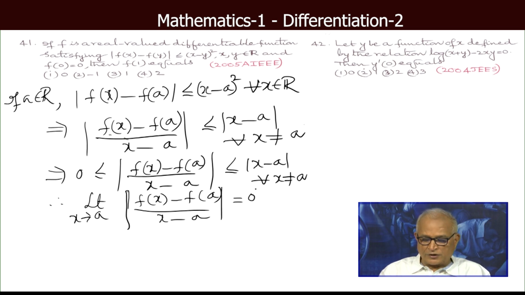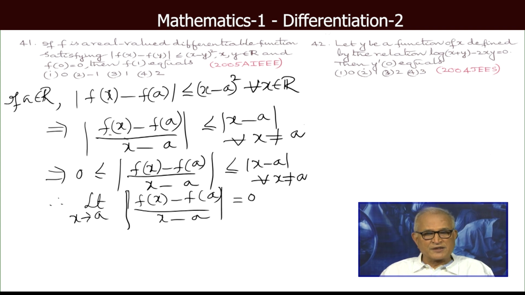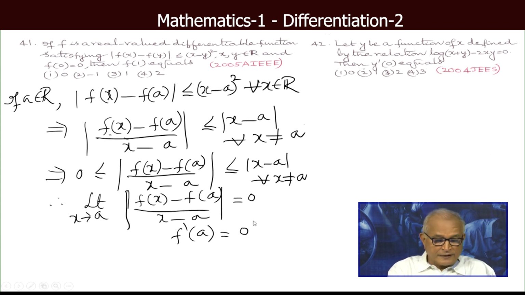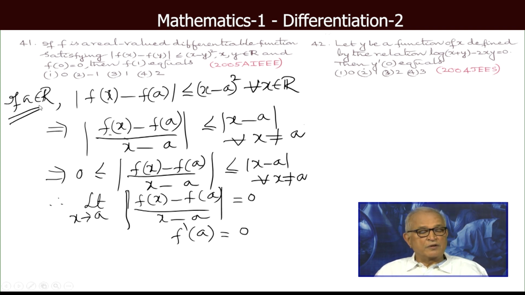But we know from limits that the limit of mod f(x) being 0 is the same as the limit of f(x) being 0. That means the limit of f(x) minus f(a) by x minus a is 0, that is, f dash a is 0. What is a? a is any real number. So, regardless of how you choose a, as long as a is a real number, f dash a is 0. That means the derivative of f at every real number is 0. f is a constant.